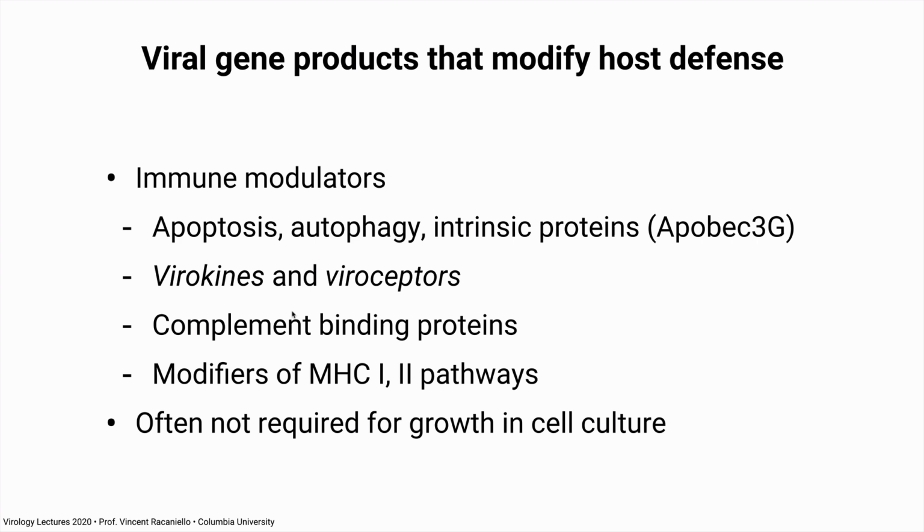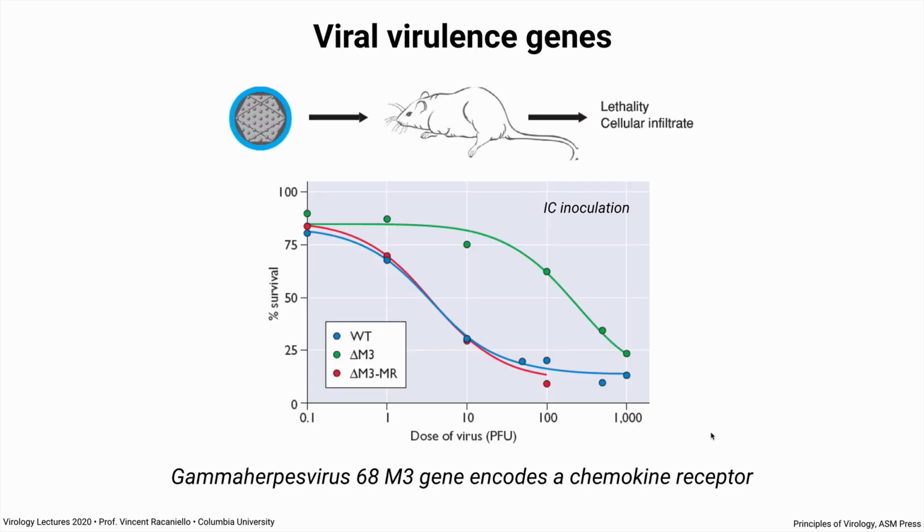There are also proteins that bind the complement pathway. There are modifiers of MHC1 and 2 pathways, which we've talked about. And all of these genes are typically not required for growth in cell culture, where we don't have these immune responses. So they fit the definition of a viral virulence gene specifically needed for the production of disease in an animal. Here's an example of an immune modulator that is a viral virulence gene.